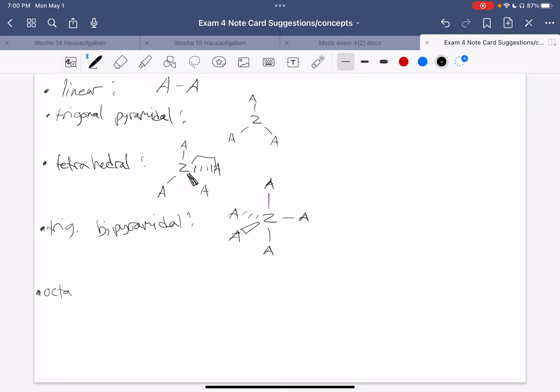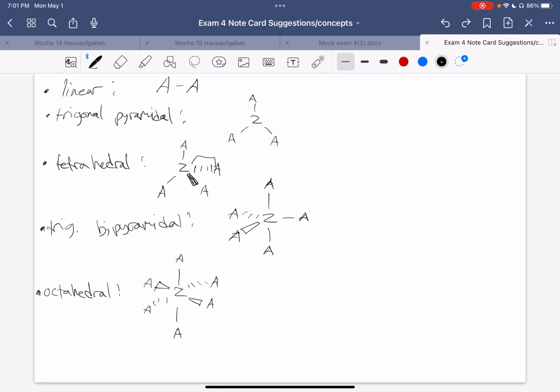And then octahedral is going to look kind of similar to trigonal bipyramidal. I think I have something like that. And it's just kind of this centerpiece right here. It's like a square in a plane. It's all in the same plane. And then these two axial atoms are the same thing as in trigonal bipyramidal, and then everything is going to be 90 degrees from each other.